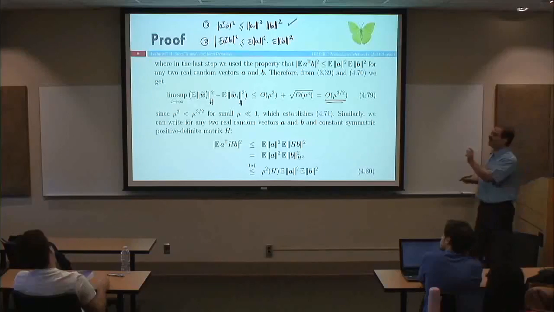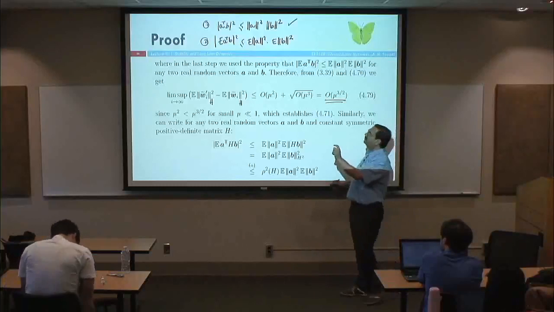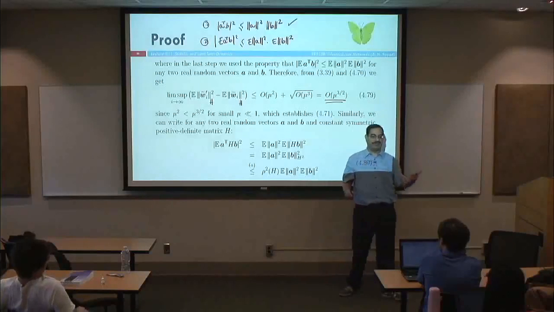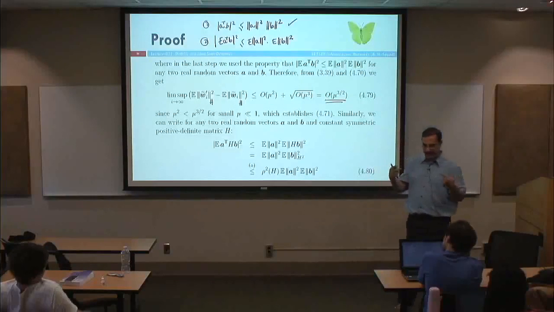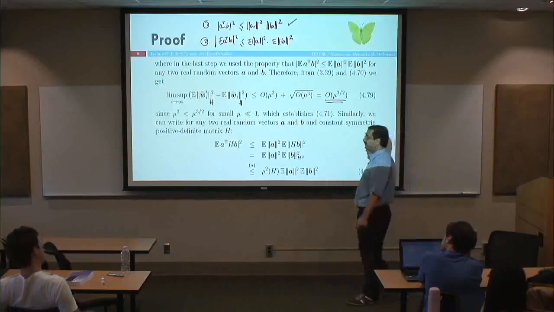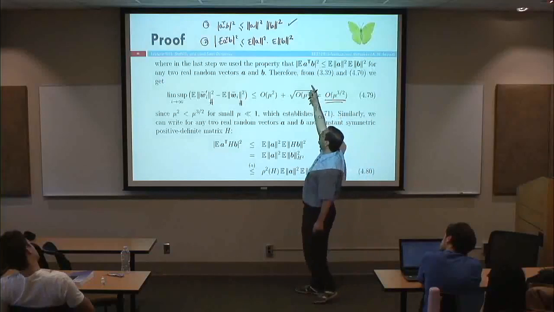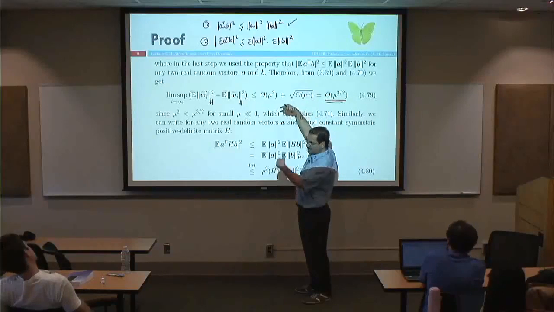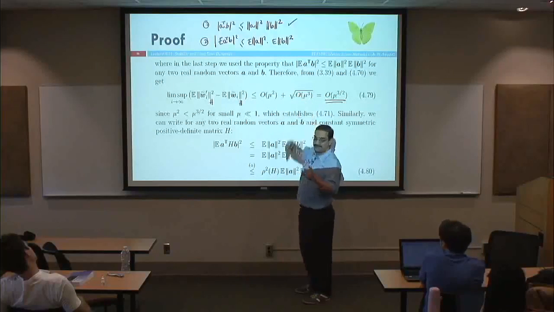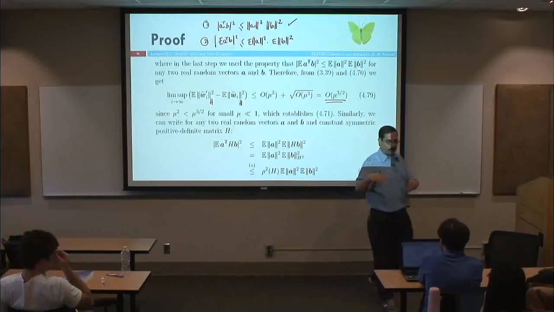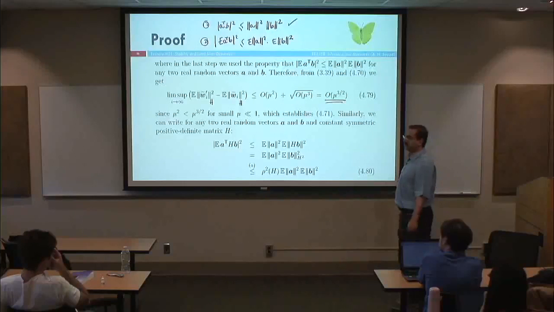Because the expected value of two random variables, you can treat it as a definition of an inner product. You can think of it as a definition of an inner product. And so the norm of A squared is in this definition of inner product. Of course, you can make this more formal.